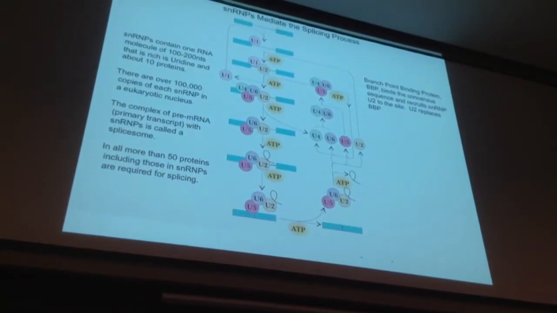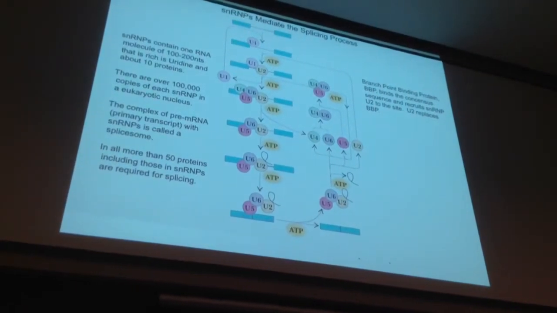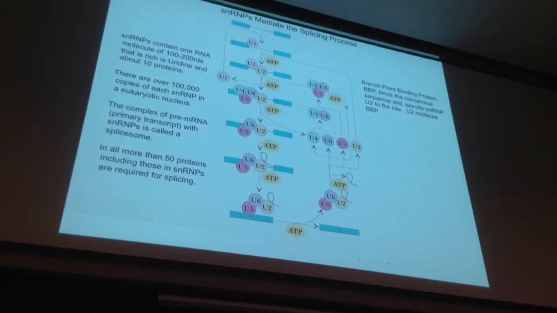Okay. So does anybody have any idea why there's all that ATP? Can you guess what the function of these snRNPs is? Why are snRNPs involved here?